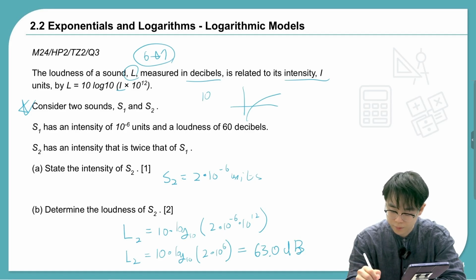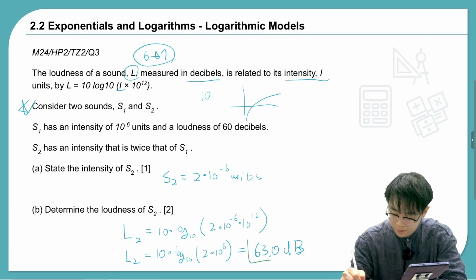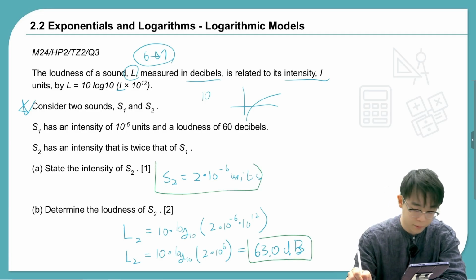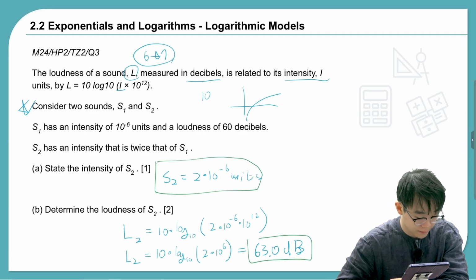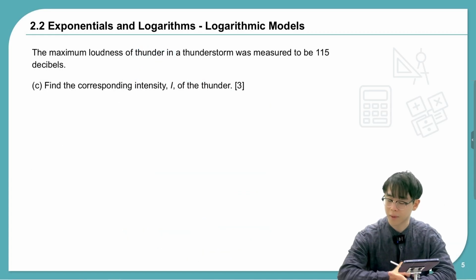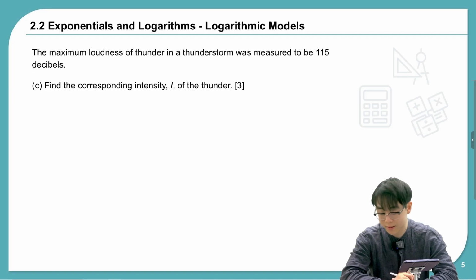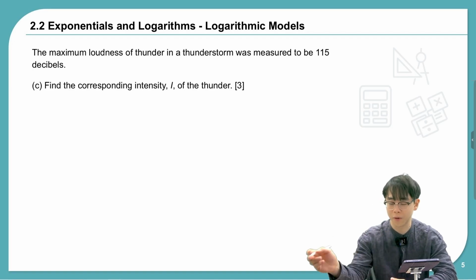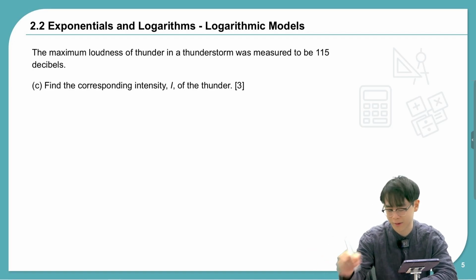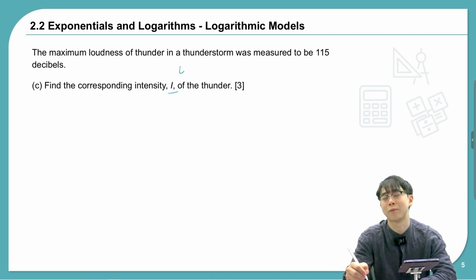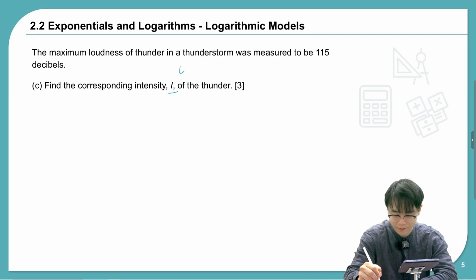Yep. So the loudness of S2 would be 63 decibels, where the intensity was 2 times 10 to the negative 6. So part C. This time we have a decibel, so the loudness is given, and we want to solve for intensity, I. So it's like in A and B, we used I to find L, but this time we're trying to find I from L, right?